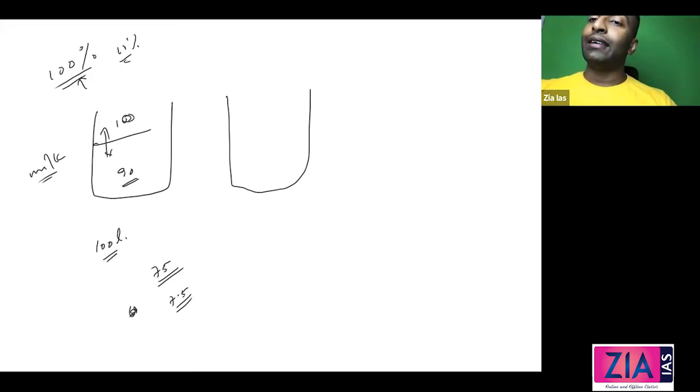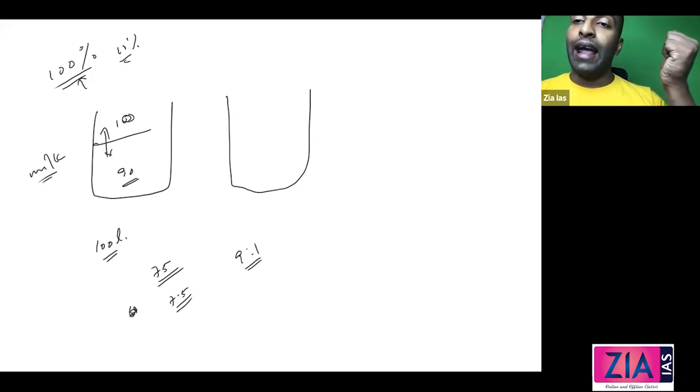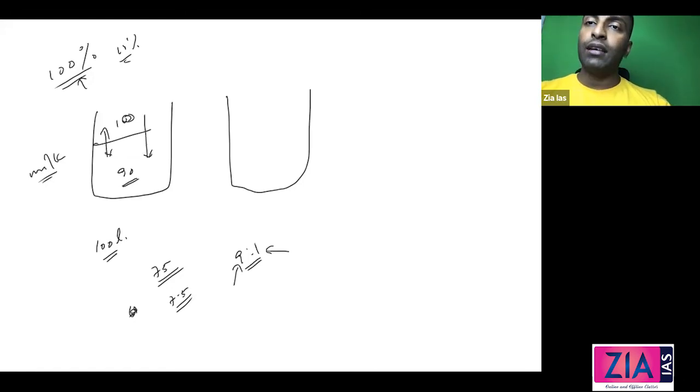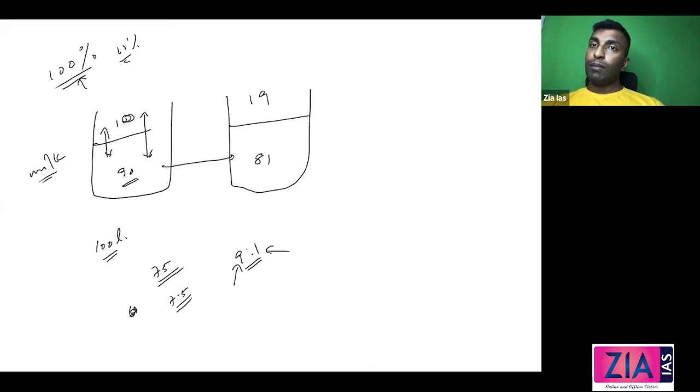So in that 10 liters, it should be in the ratio 9:1. Then when you're taking the 10 liters, 9 will be milk and 1 will be water. Why? Because 90 is milk and 10 is water. So when you take the 10 liters, the same ratio will go, right? 9 liters of milk will go. So this 90 will become 81 and it will be replaced with water. So this will become 19 because 1 is taken and 10 is replaced.